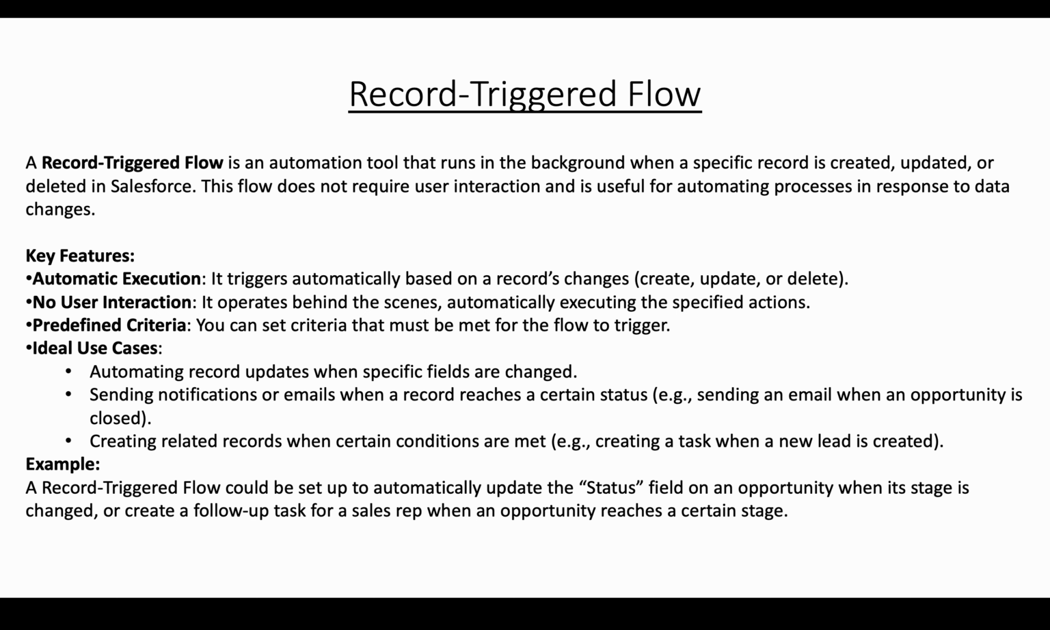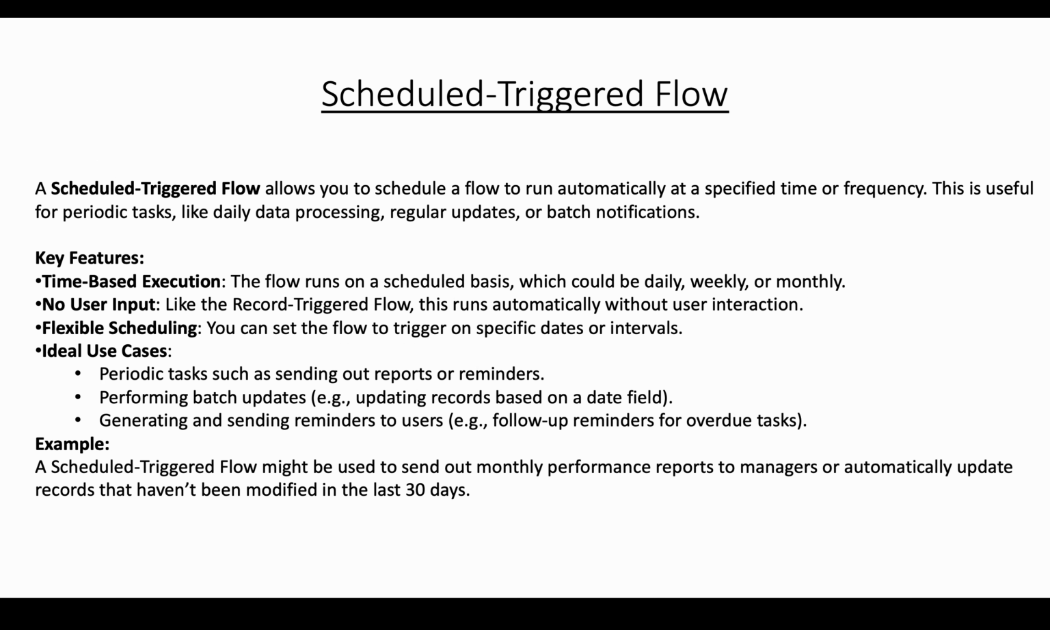For example, a record trigger flow could be set up to automatically update the status field on an opportunity when its stage is changed, or create a follow-up task for a sales representative when an opportunity reaches a certain stage.